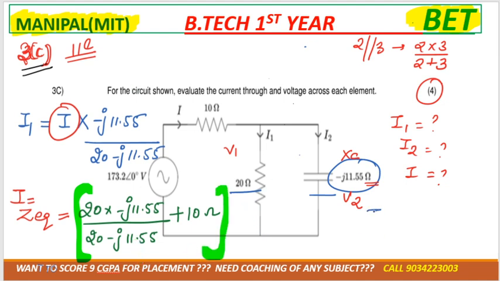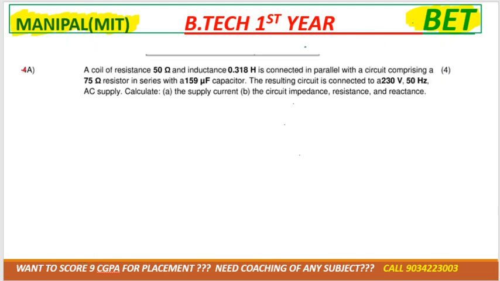Then we can substitute I equals V by Z. V is 173.2 angle 0. Z would be this one. Now tell me, how will you solve it?